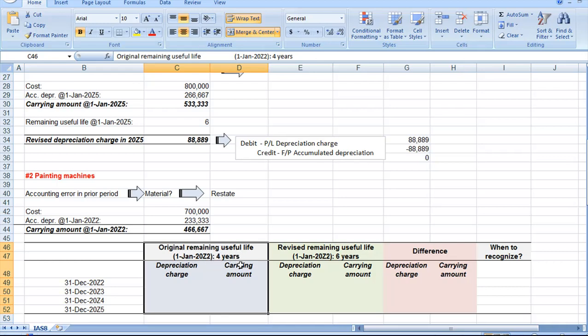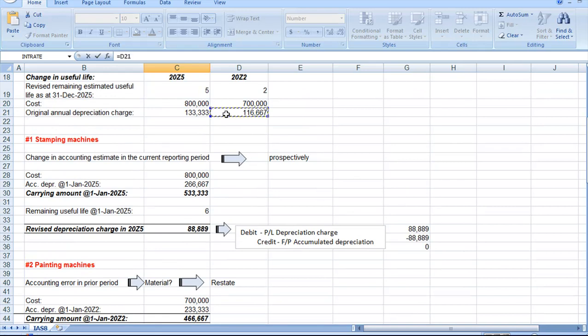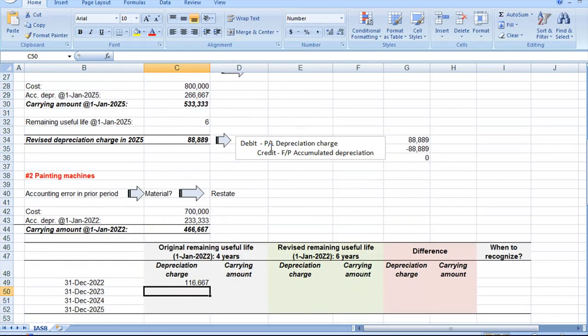That's 6 years in total, less 2 years already in use. So here, the depreciation charge on the straight line basis is still the same as before, cost divided by 6, which is still the same 116,667. Why is that? Because Volvo did not change anything and we must continue with what we originally calculated.